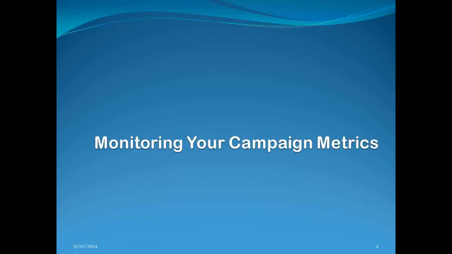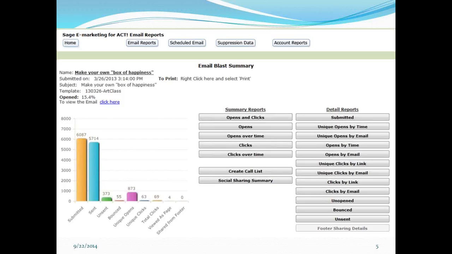Okay, so the first one on our agenda was monitoring your campaign metrics. After you send out an email, you want to be able to monitor how many opens you received, how many click-throughs, all that sort of thing. So within Swiftpage, if you look in your results tab, there is a reports button. If you click the reports button, it will take you to this page. This is the reports of each campaign or email that you have sent out.